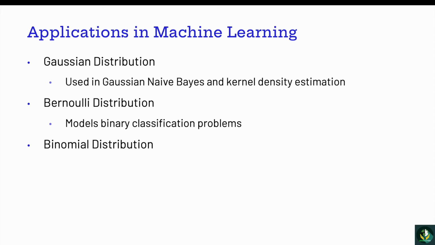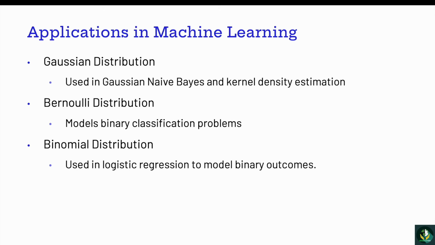We have binomial distribution, which is used in logistic regression to model binary outcomes. And we have Poisson distribution, which models the count data. Example can be number of clicks on a website. That's what it's used for. So these are different applications in machine learning for these distributions that we have learned.